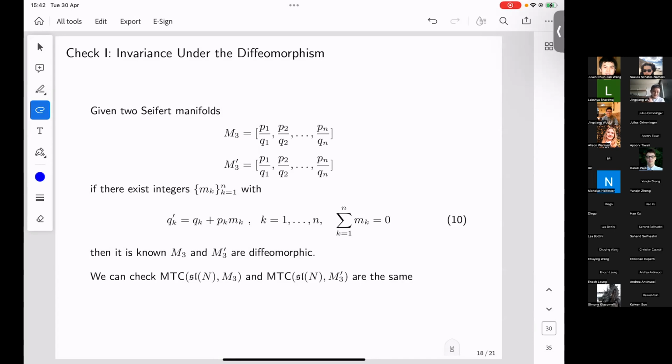So for example, the diffeomorphism can be understood in this way. Suppose you have two geometries M3 and M3 prime, and you change the Q in some way such that this equation is satisfied. Then these two geometries are known to be diffeomorphic. We don't have a full proof, but in all the many cases we've checked, the MTC you get for these two geometries are exactly the same.